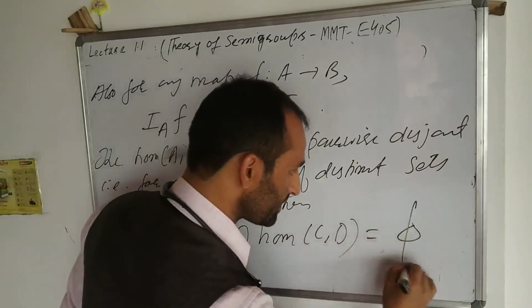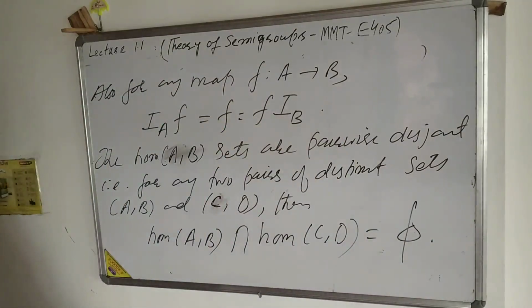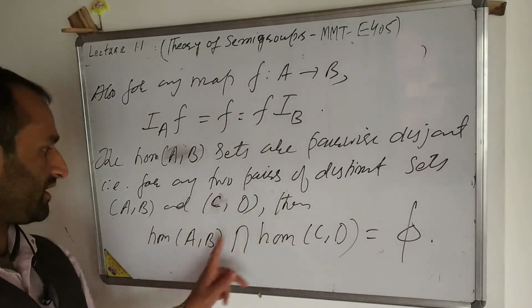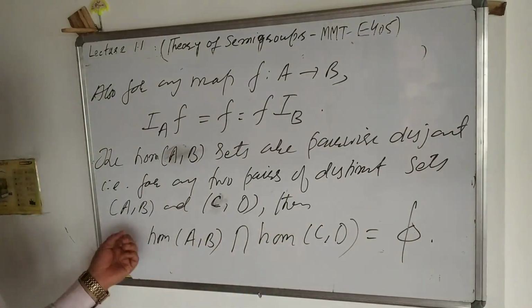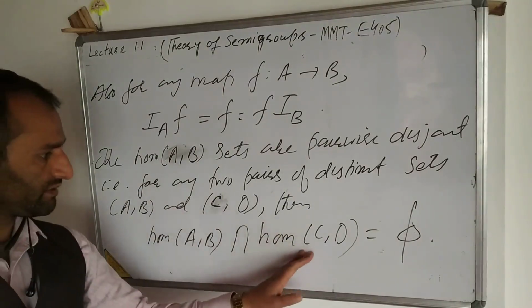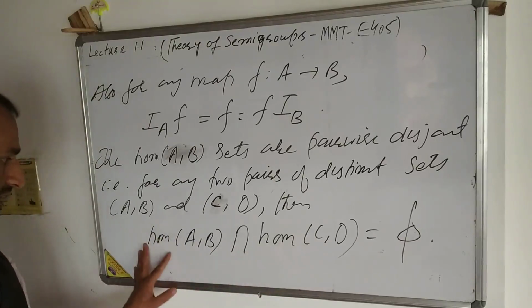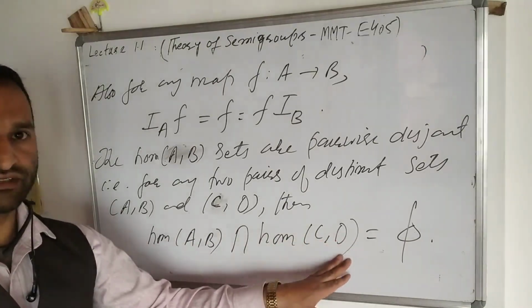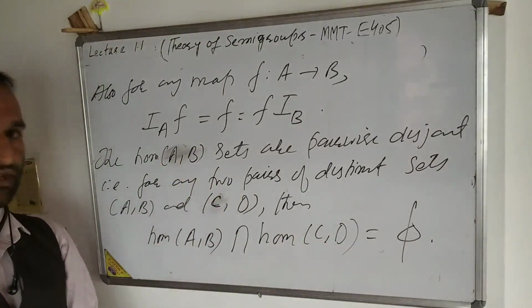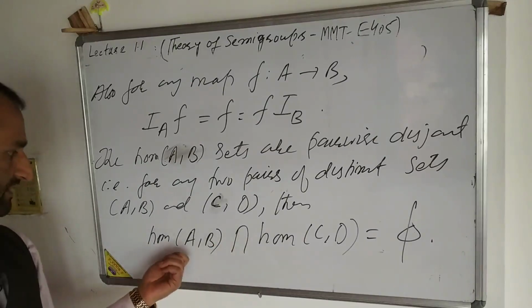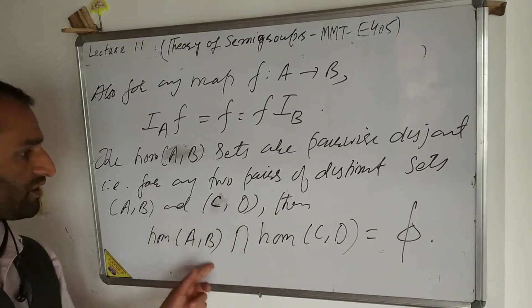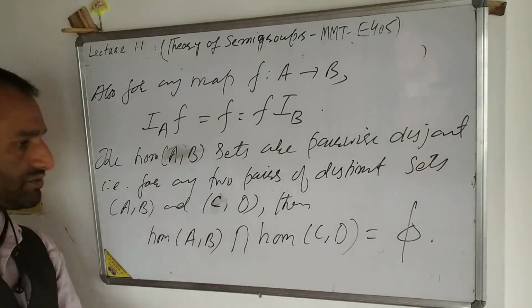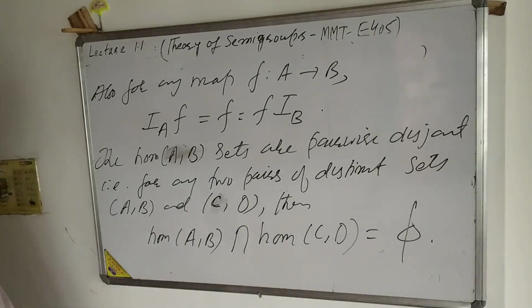This intersection is the empty set phi. This is simple, since either A is not equal to C or B is not equal to D. If I take any map here, that map cannot be here, because the domain of that map is A and the codomain is B. But here the domain is C and the codomain is D. For equal maps, domain and codomain should be equal, and here either the domains are not equal or the codomains are not equal. So these two hom sets are disjoint.